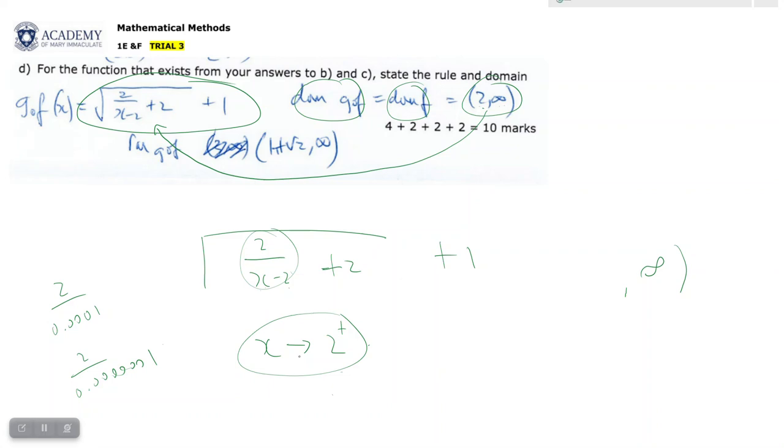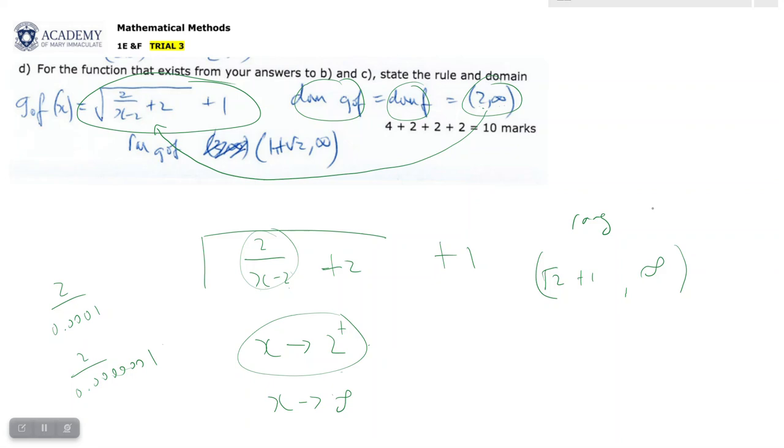Now, conversely, if x approaches infinity, what will happen? If you've got 2 divided by infinity minus 2, it's the same as infinity. If infinity is the largest number possible, even if you minus 2, it's still infinity. So 2 divided by a very large number, and infinity is as large as they get, that's going to approach 0. If that's approaching 0, you're left with root 2 plus 1.